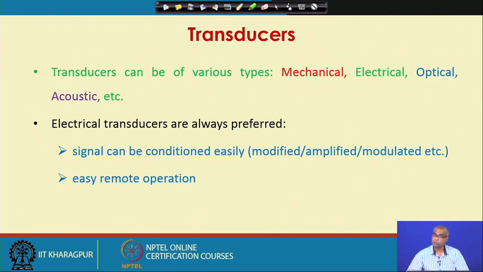It is also possible to transmit a pneumatic signal, which is air pressure, from one place to another. But of course, transferring electrical signal from one place to another is much easier than transferring a pneumatic signal. Electrical signal can be transferred to a very large distance. With pneumatic signals, it may not be so easy.